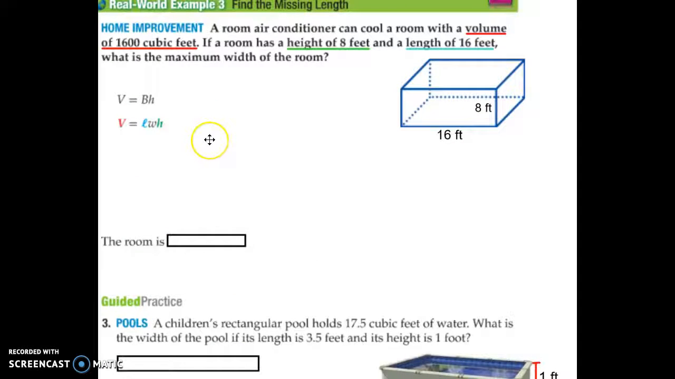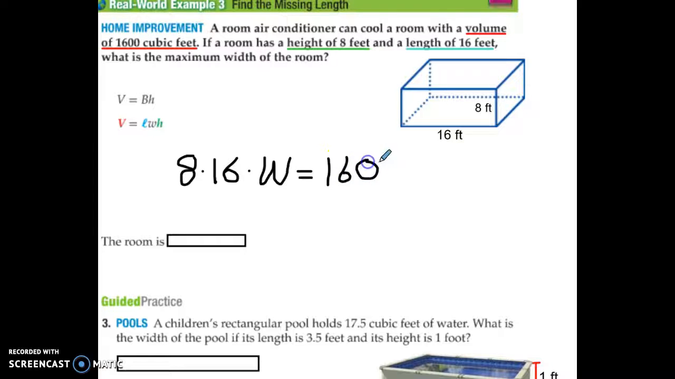Okay, here's a real world problem. We have a room. An air conditioner can cool a room with a volume of 1,600 cubic feet. If these are the dimensions of the room, the length and the height, what would the width be? Well, let's find out. So we can cool up to 1,600 cubic feet. So I want 8 times 16 times my width, we'll do a capital W. Width is what we want to know.